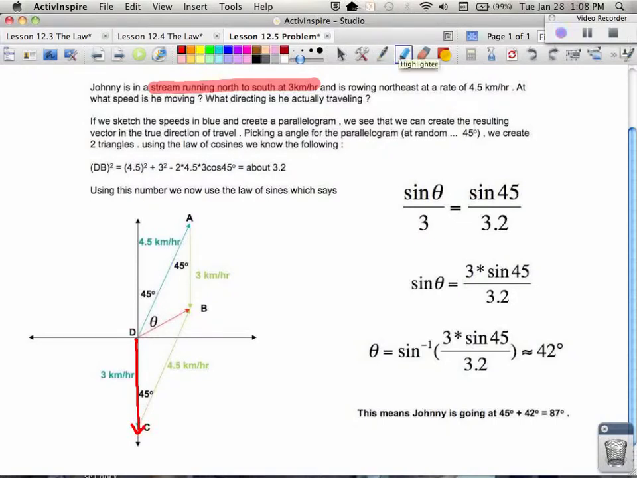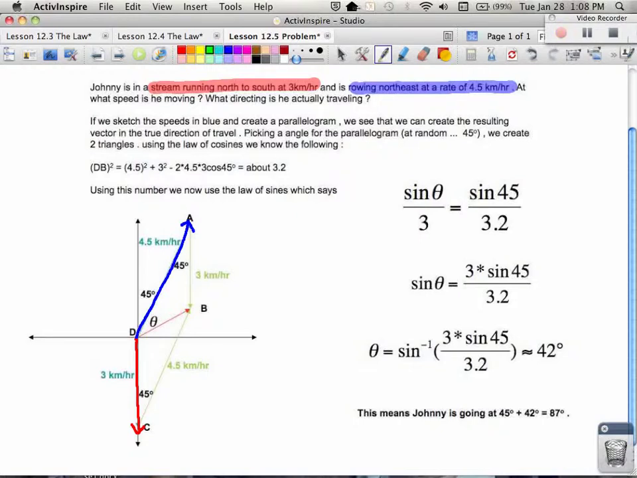And then I could also talk about, of course, he's rowing northeast at 4.5. And if you look at him rowing, this is him at 4.5 in the blue. And what's happening as a result is, what does he really travel at? So his canoe is going one way and the water is going the other way. And in the end, what really ends up happening is what they're talking about.